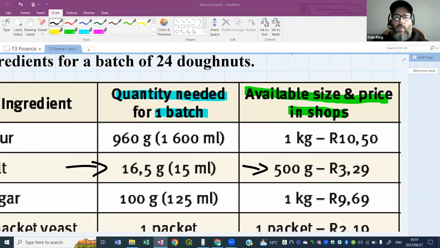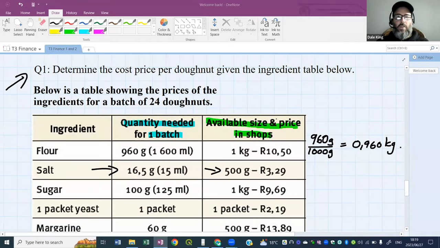All right, Bianca. So we are working out the cost price of a donut because this recipe is for 24 donuts. And we're trying to work out how much it's going to cost to make one donut, the cost price for a donut, if this batch is for 24. So we've got how much we need here in the middle column, quantity needed, and available prices and sizes in the shops. We're on the second line, which is salt. So we need 16.5 grams of salt for our recipe, but the shop only sells 500 gram bags at 3.29.